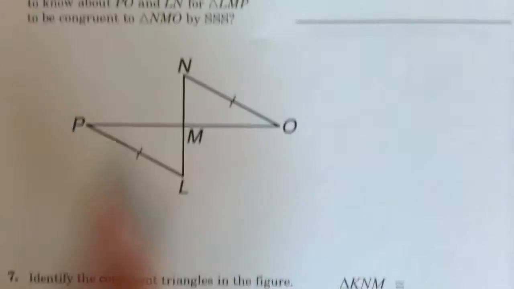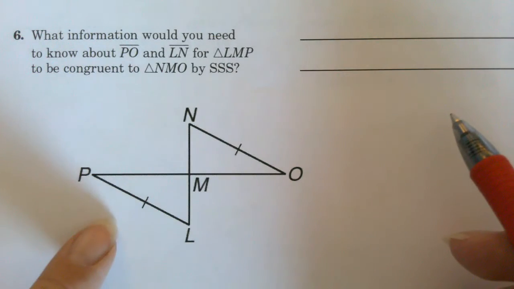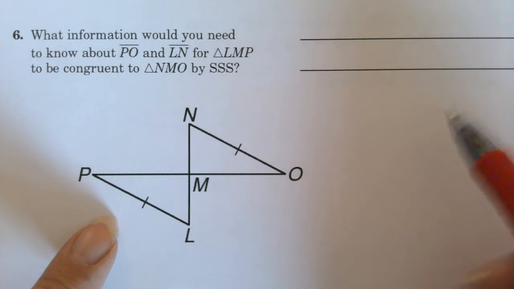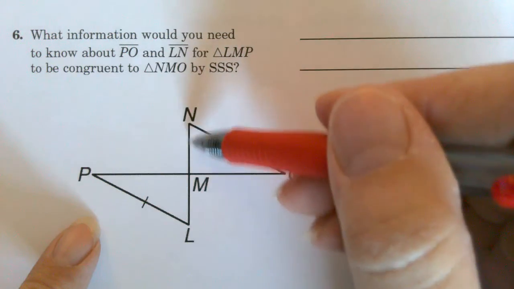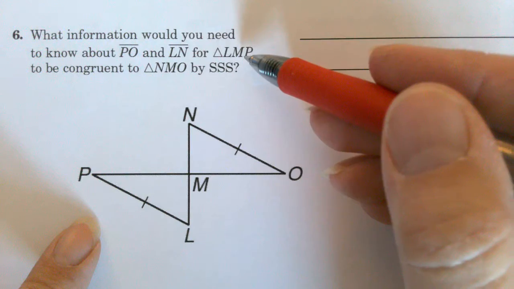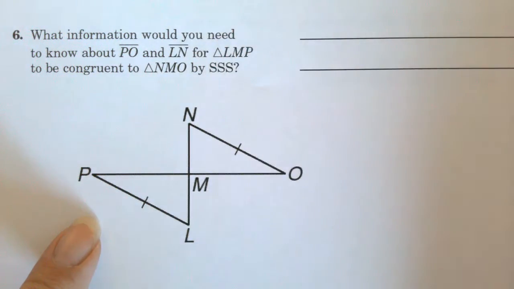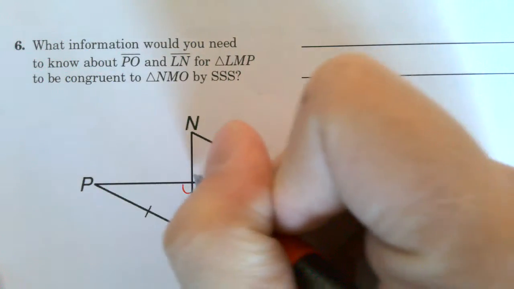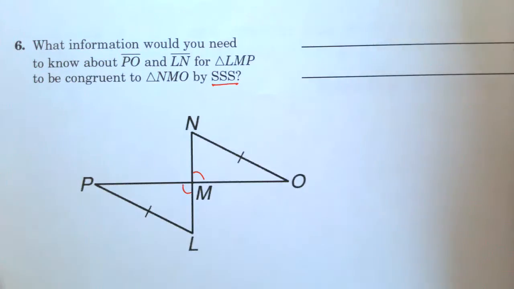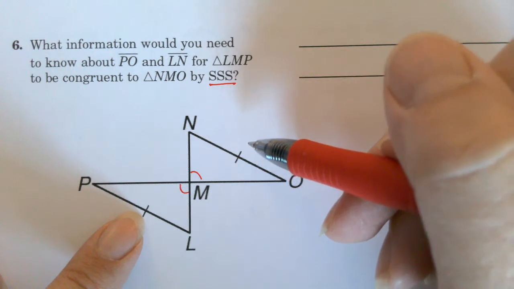Okay, next idea. It says, what information would you need? So what information do I need to know about PO, which is this one here, and LN, for the triangles LPM and MNO to be congruent by SSS? Well, I do have congruent angles, but it's only SSS. So all I have is that these segments are congruent. What else would I need, guys?